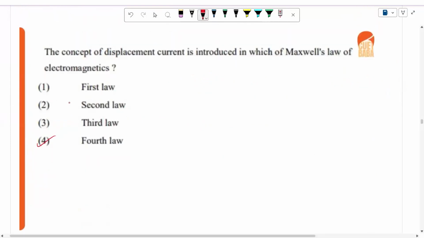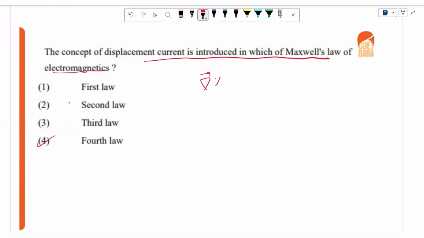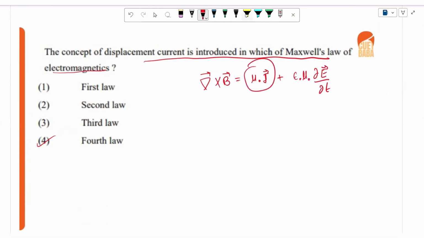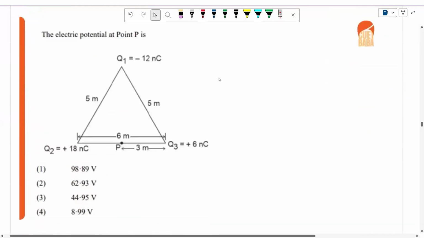Now, in this question, the concept of displacement current, which Maxwell's laws introduced. So for the fourth Maxwell law, del cross B is equal to mu naught J vector plus epsilon naught mu naught del E by del t. This formula we know. So this is the displacement current. So the fourth law of Maxwell introduced this one. So fourth law.